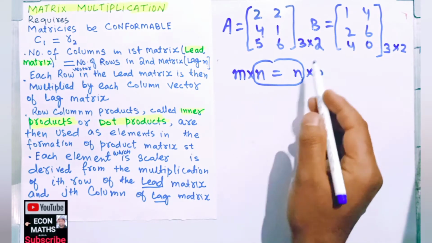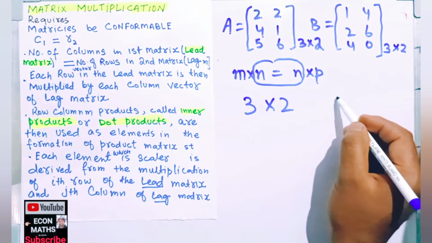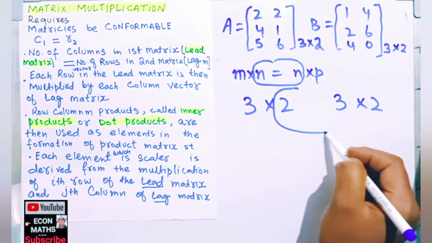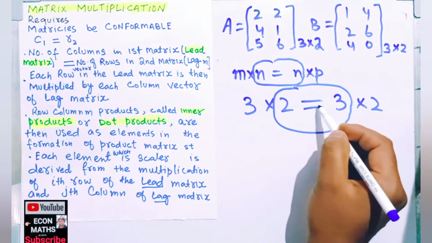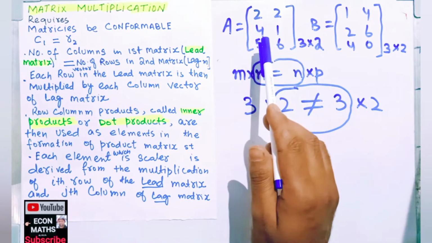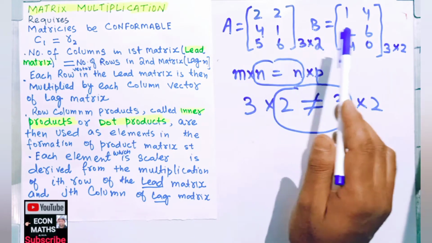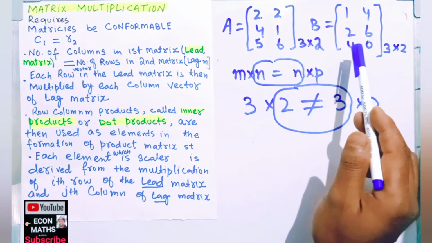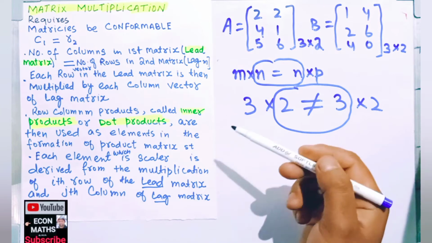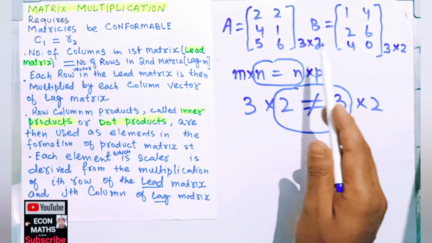Now here this is 3 into 2, here also 3 into 2. Now we can see these two numbers are not equal. Therefore we can say that we can't multiply these two matrices. So these matrices are non-conformable here. So the first condition to multiply any two matrices is to see whether the two matrices are conformable or not.